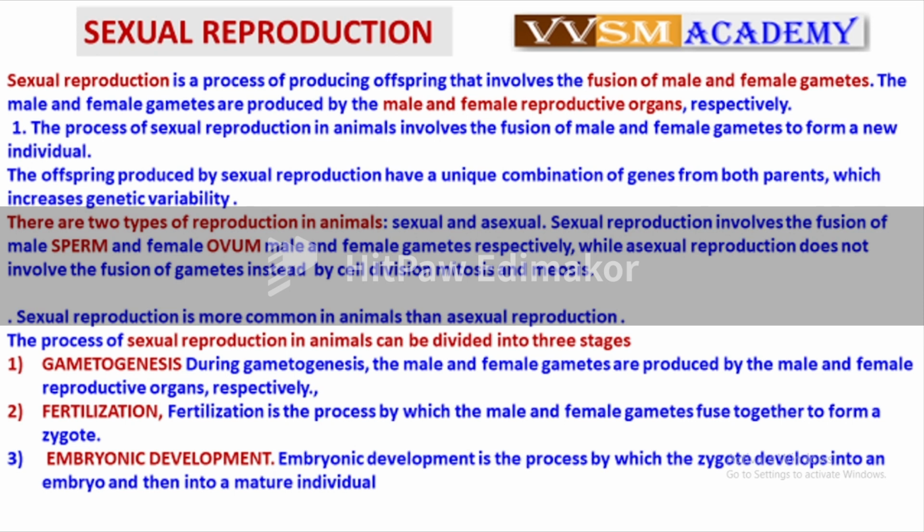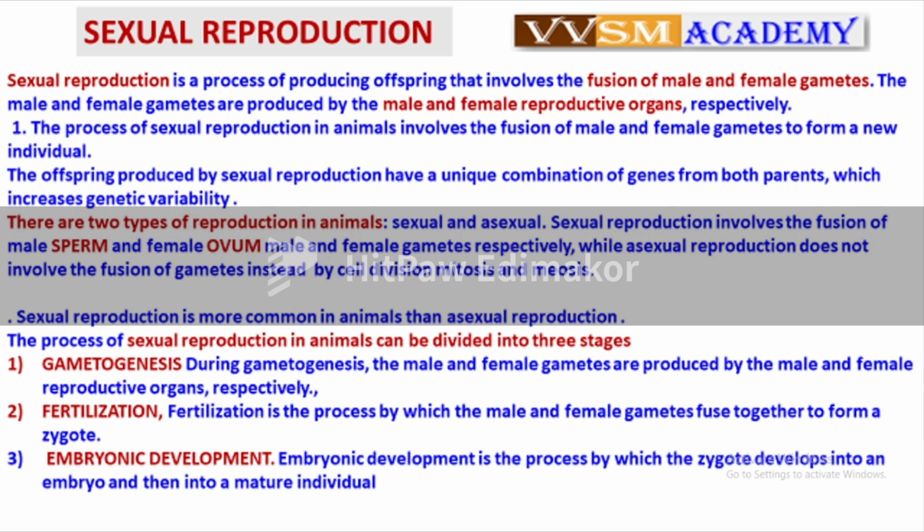In plants, this is a vast subject, my dear friends. Biology is a natural science which we will study in detail. Sexual reproduction is more common in animals than asexual reproduction. The process of sexual reproduction in animals can be divided into three stages.